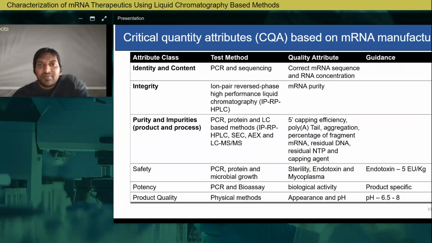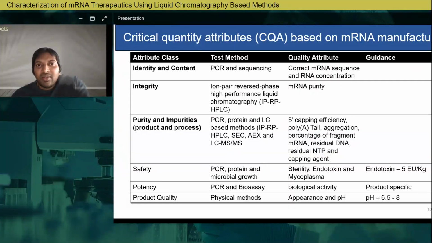Once that's been produced, we normally use ion pair reverse phase high performance liquid chromatography to understand this mRNA purity. This is a method that people have been developing recently, and when I talk more about different examples, you'll understand better.